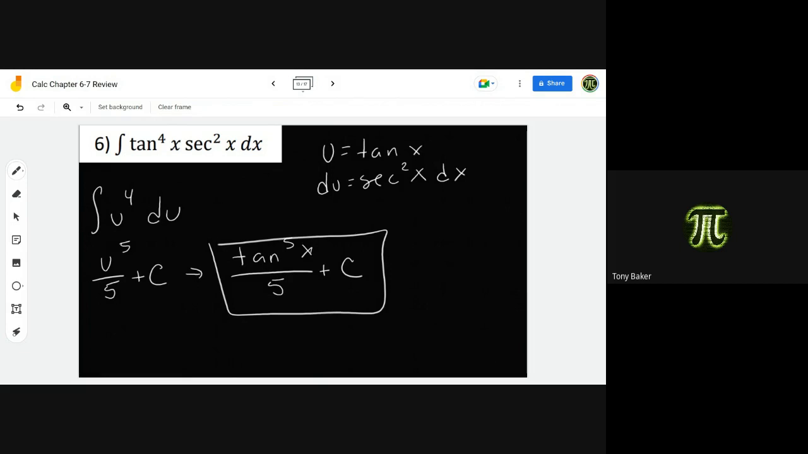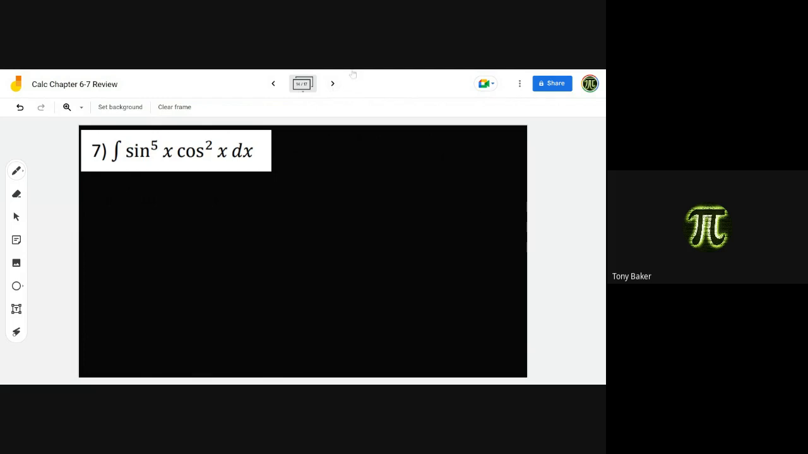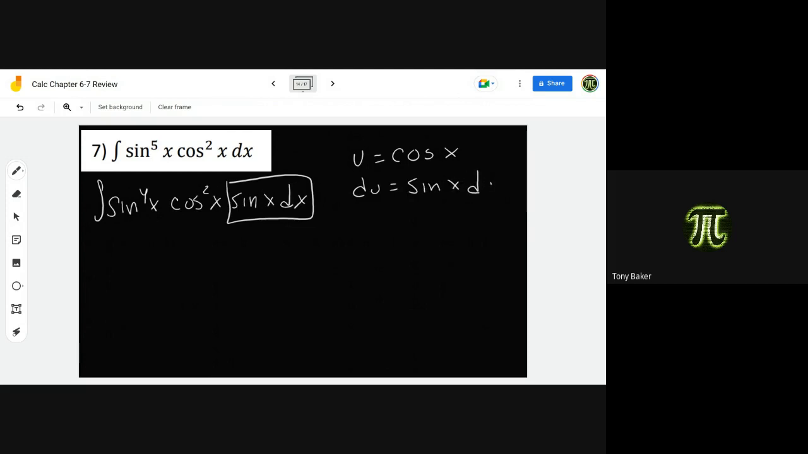All right, next one. Sine to the fifth x, cosine squared x. So which one do I want to make u in this one? Remember, you want the odd one that you're going to pull a piece out of. So we're going to change this problem to sine to the fourth x, cosine squared x, sine x, dx. So that piece will be my du. So u will be cosine x. So du will be sine x dx.